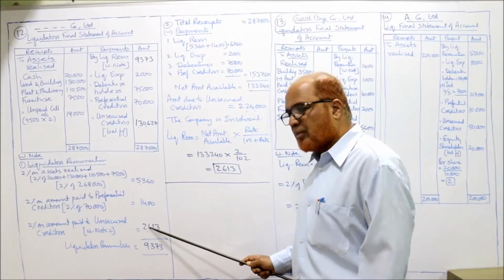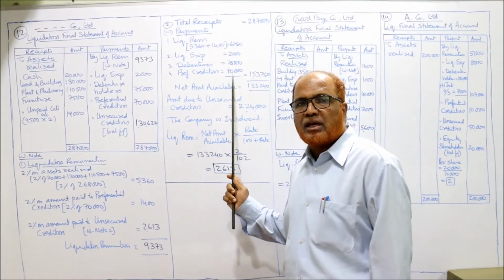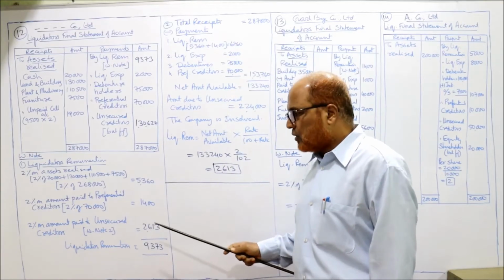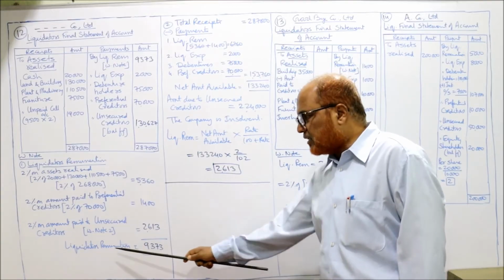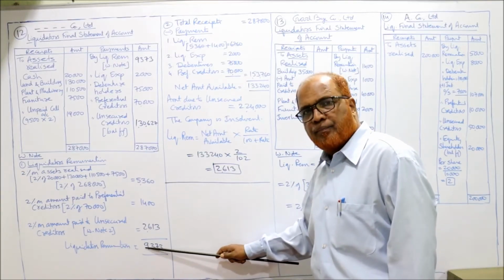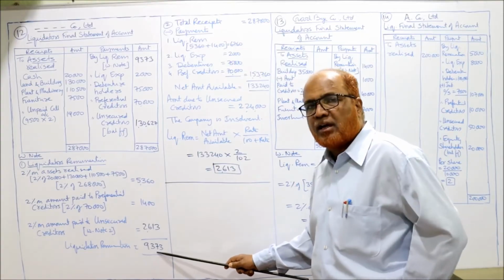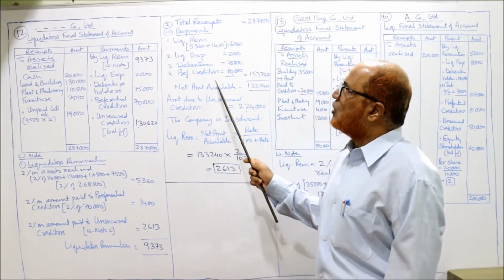You should not take this amount. This amount you will get only after doing the second working note. So you have to keep it blank. Then the total liquidator's remuneration, keep it blank. Only after knowing this amount can we find the total. Now working note number 2.